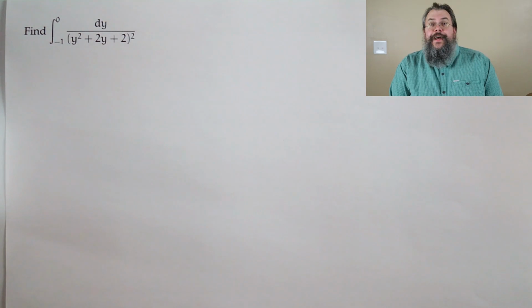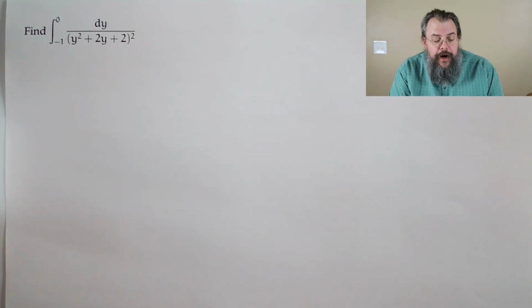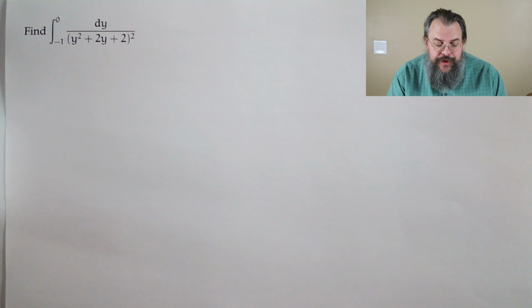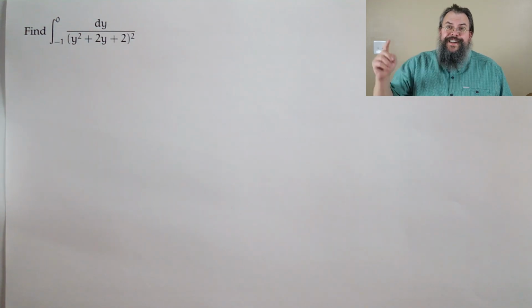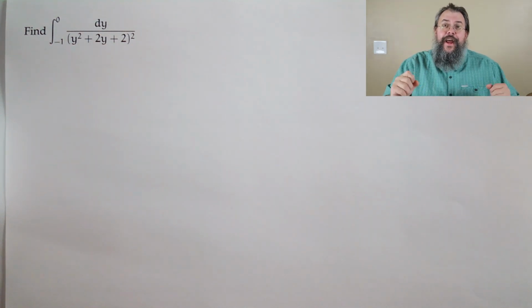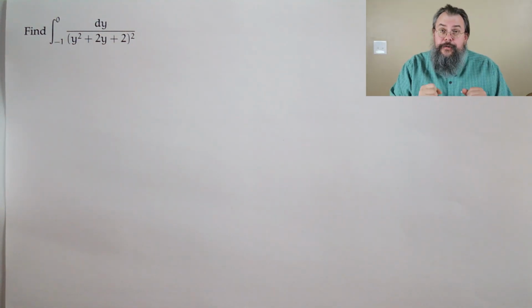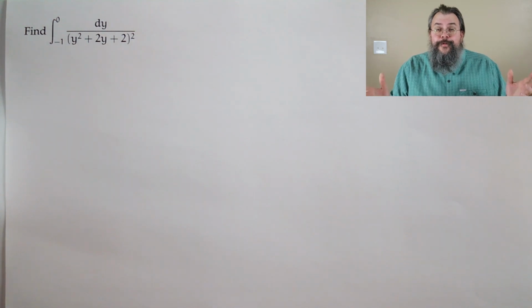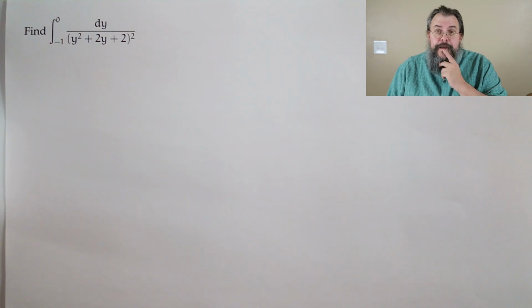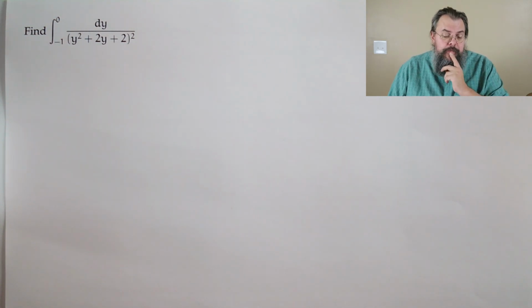Find the integral from -1 to 0 of dy over the quantity y squared plus 2y plus 2, squared. Now, when you look at this, your probable first thought is, Steve, you've made a mistake. You've erred terribly. There's no trig substitution for this. There's no square roots. Why are you thinking trig substitution? Okay, I see where you're going with that. That's not a bad thought.